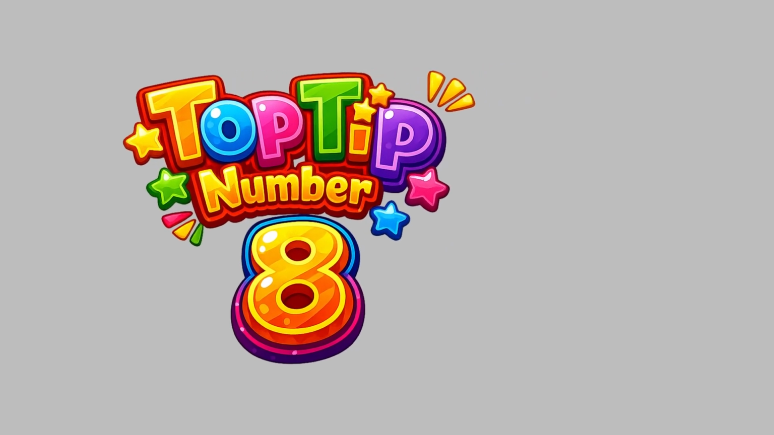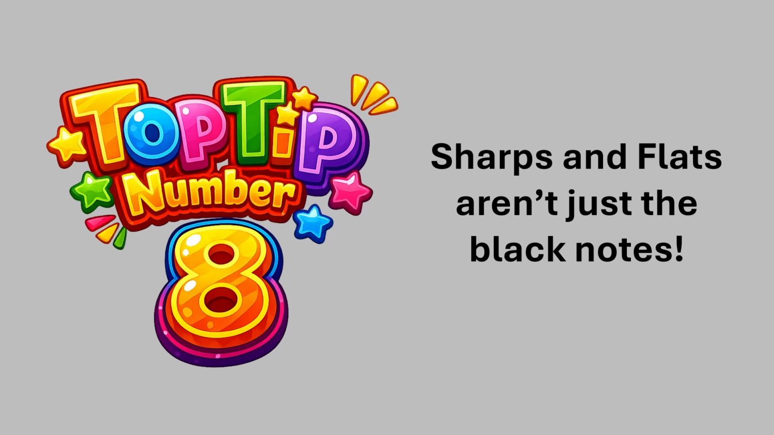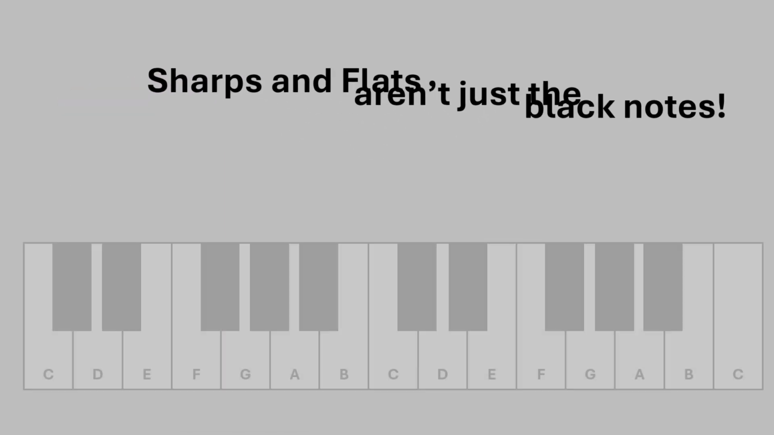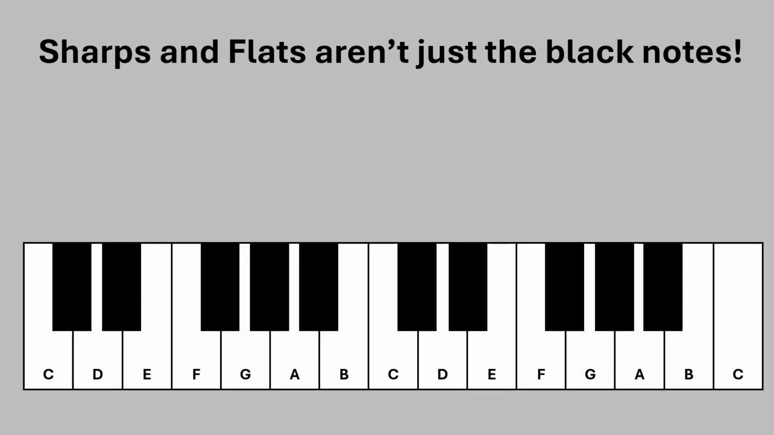Top tip number 8. Sharps and flats aren't just the black notes. If you are a musician, you are likely to know that each black note has a flat name and a sharp name. This is because the flat name and the sharp name are enharmonically equivalent to each other. Essentially, this means that they are the same note. The first black note can either be called C sharp or D flat.